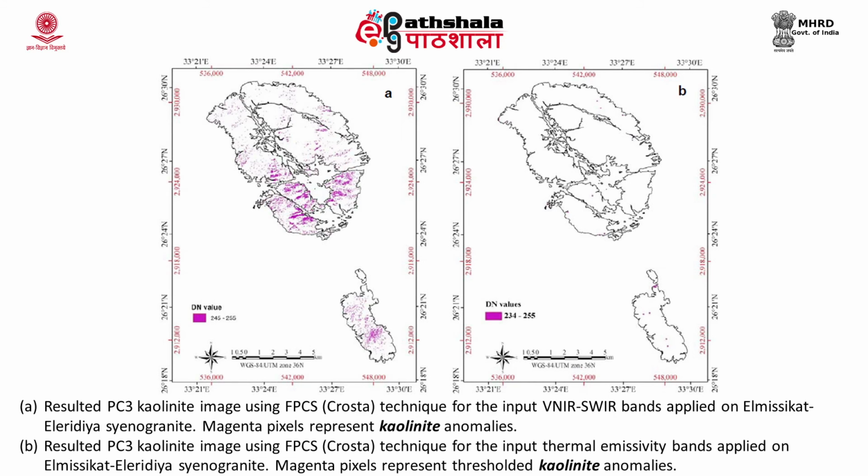Here you can see the image based on this principal component analysis. PC3 gives the resulting kaolinite image using the FPCS technique, with VNIR and SWIR bands as input, applied on the cyanogranite. Magenta color pixels represent the kaolinite anomaly. The DN values are given in the diagrams. Pictures A and B are both given here. One is for the visible near infrared and short wave infrared bands, and picture B is for the thermal emissivity band. So, here you can see the anomaly of this kaolinite.